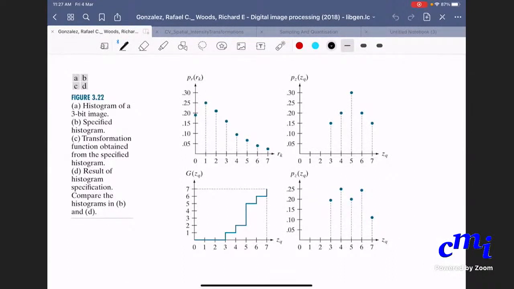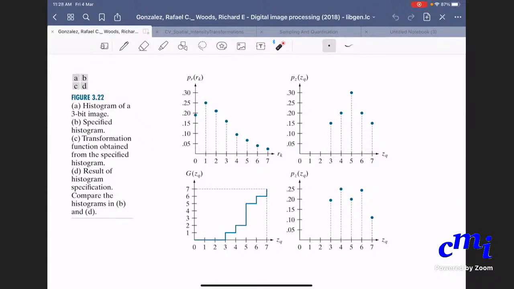This here is the histogram of a given image, and this is the specified histogram. What you want to do is first equalize the given histogram, then equalize the specified histogram, match those histograms, and then say what rk should correspond to what zq. That is essentially what we want to say: which intensity level here should correspond to which intensity level here. To give the correspondence between these two histograms, we will go via their equalizations.